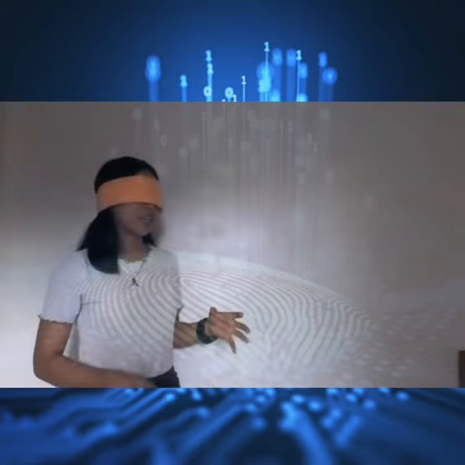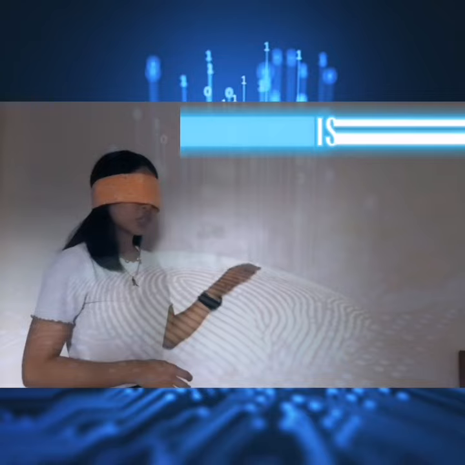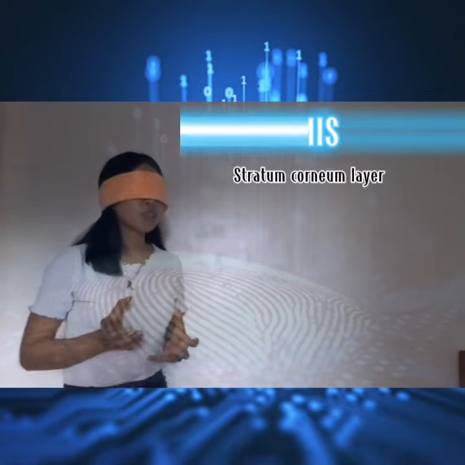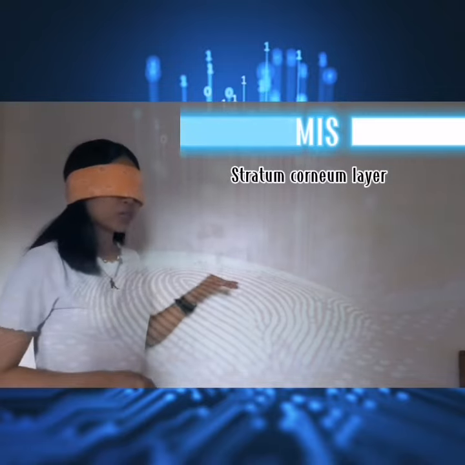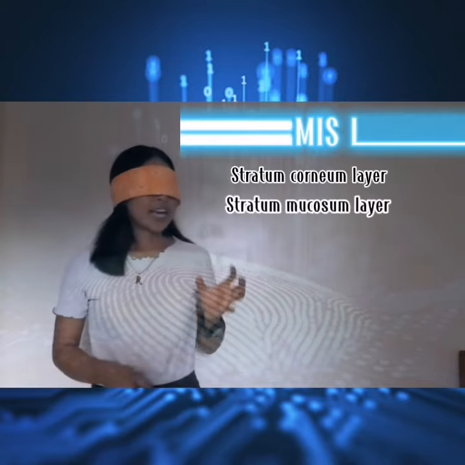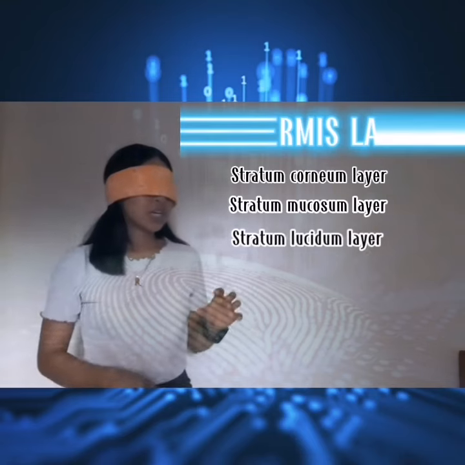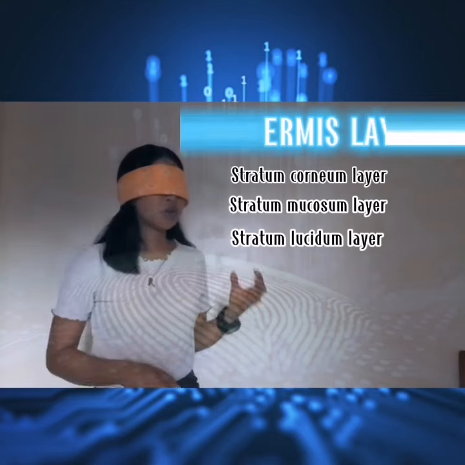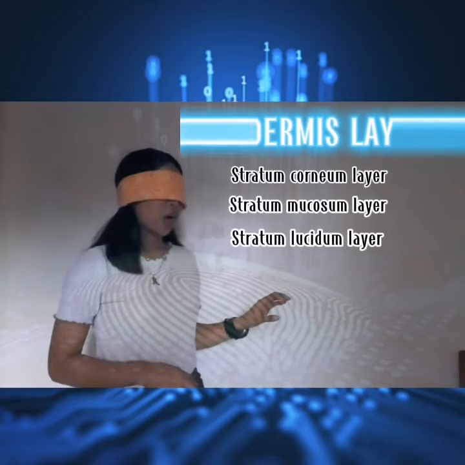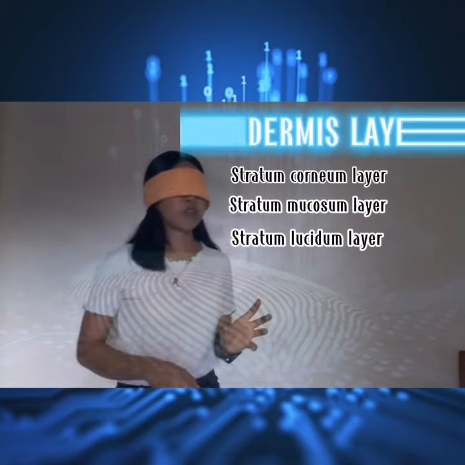In the epidermis, there are 6 types of layers that are found. First is the stratum corneum layer. It's the outer layer of the epidermis. Second is the stratum mucosum layer. It's the layer immediately beneath the covering layer. Third is the stratum lucidum, which is present in thick skin such as the soles of the feet and palms of the hands, where little or no cell is visible.